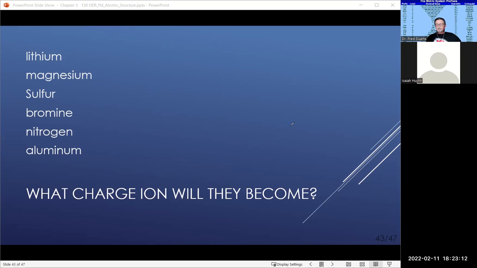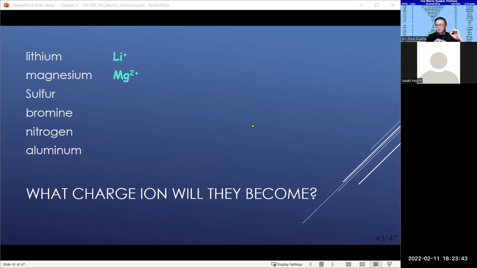So if you look at lithium, lithium's in group 1. And so therefore lithium will lose an electron and become a positive, okay? Positive 1 charge. Magnesium is in group 2. Magnesium is a metal. And it's going to lose those 2 electrons. So it ends up with a positive 2 charge, okay?